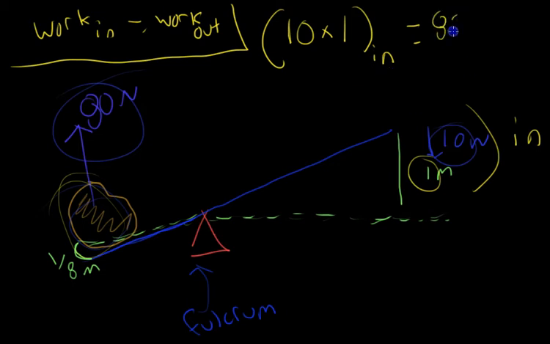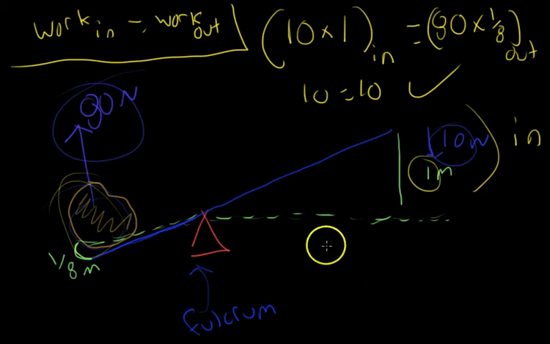So that's 80 times 1/8. And sure enough, 10 equals 10, check, right? It works. This machine works, and she can lift this boulder. She multiplies her force from 10 to 80 to lift this big heavy boulder using a machine, a lever.